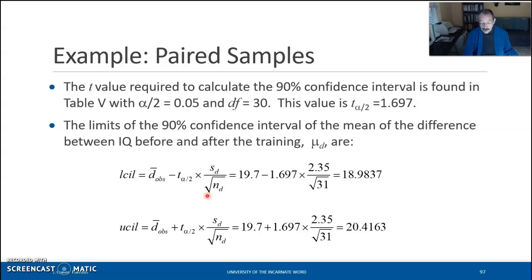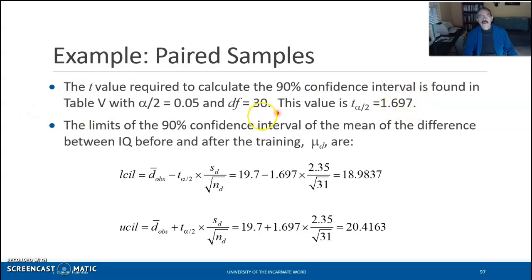So a good alternative or a good complement to the hypothesis test is to calculate the confidence interval, in this case, a 90% confidence interval. So then with alpha over 2, because the confidence level is 0.9, so alpha is 0.1, divided by 2 is 0.05. And we know that the t distribution we're using has 30 degrees of freedom. Then if you go to table 5, you find that the t alpha over 2 value is 1.697.